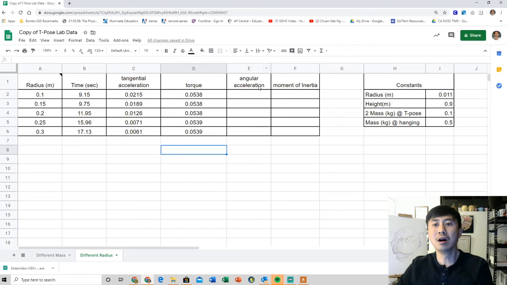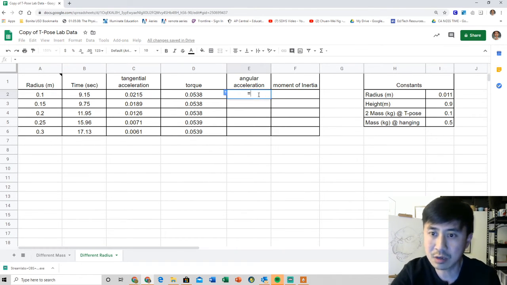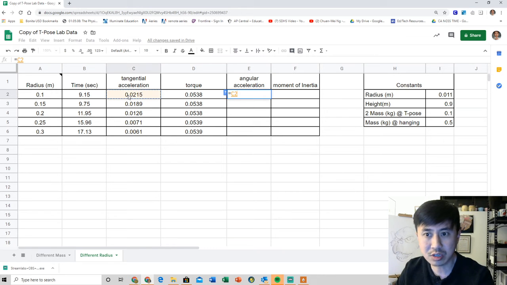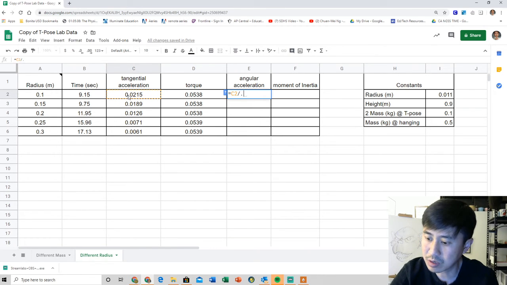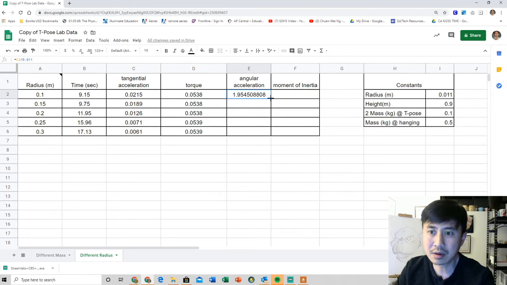That's fine. Okay, the angular acceleration. So that one's pretty easy. This is equal to the tangential acceleration divided by r, which is 0.011. Boom. Okay, I'm gonna drag this sucker down. Let's format it as a number. Yes. Give it some more sig figs.